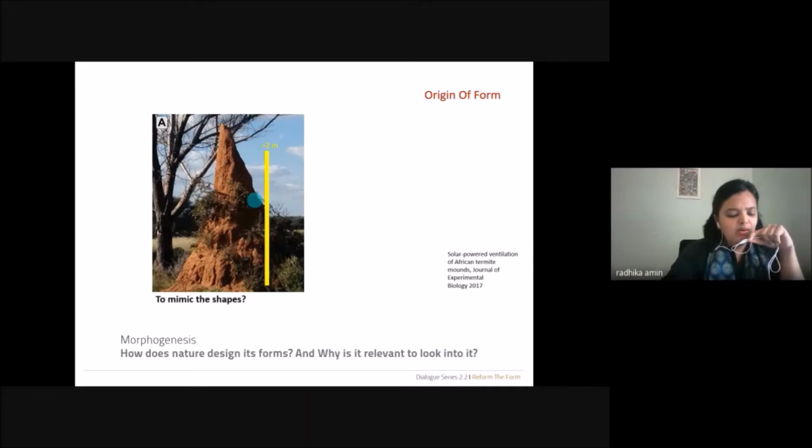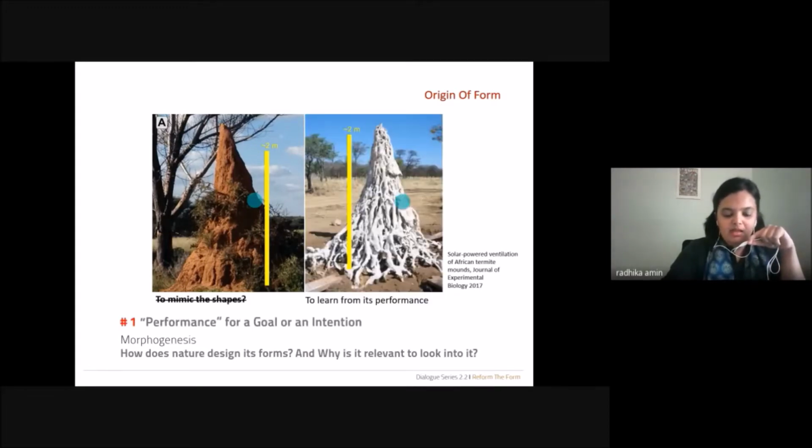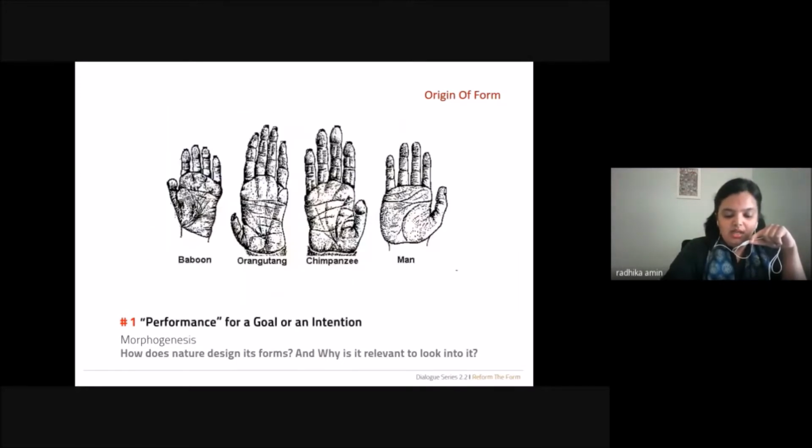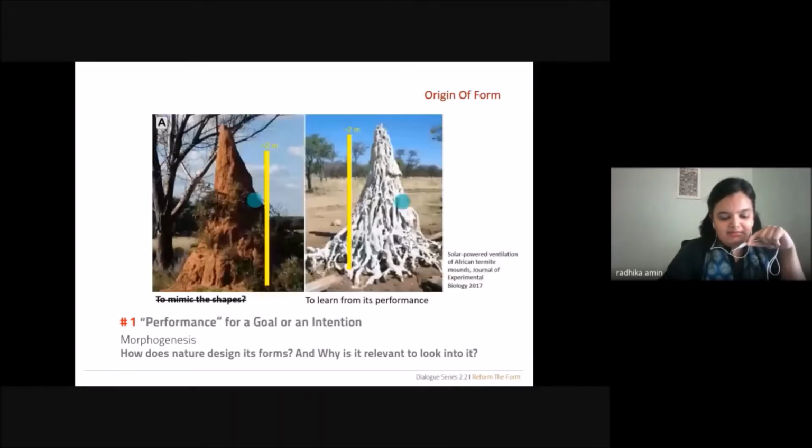Now, we do not intend to copy or mimic these shapes. Next, please. Absolutely no, because that would be stupid. But what we want to decipher is the process and implement the learnings. So if you see this next image, backpack.